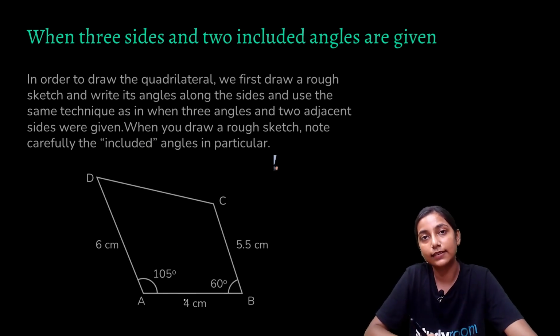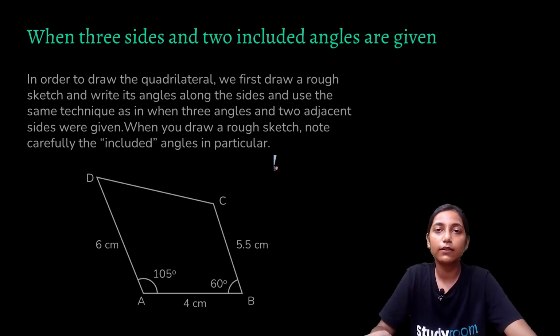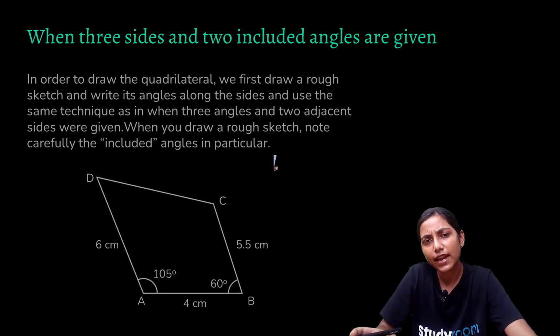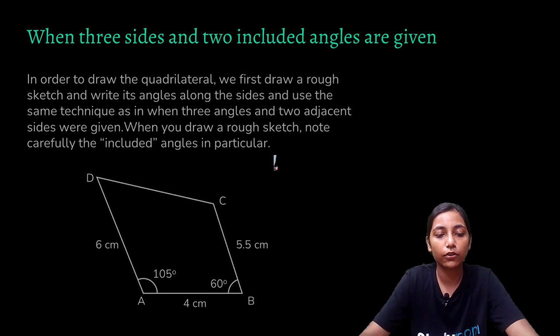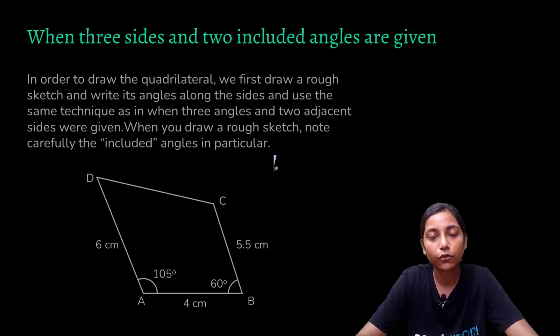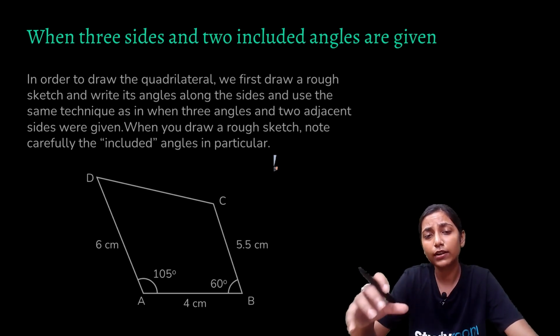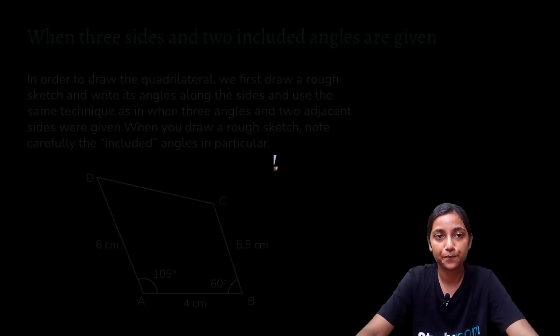Which are the included angles that are given to us? We need the two included angles in such a case. So what are all the steps that we are going to follow now? We will still begin with constructing a rough sketch and then writing all the angles and all the sides that are provided to us, the measurements, and then drawing all the necessary vertices of the quadrilateral and completing it.